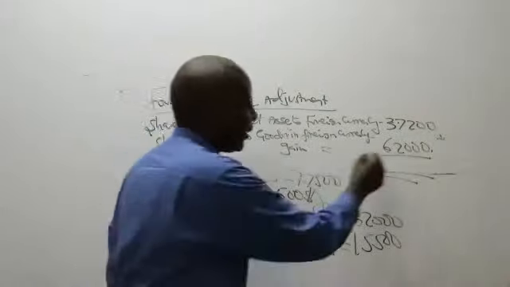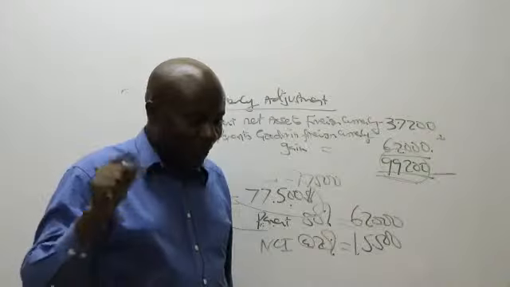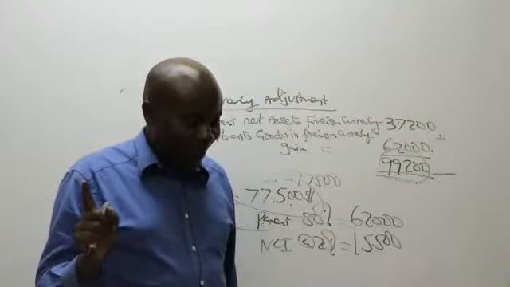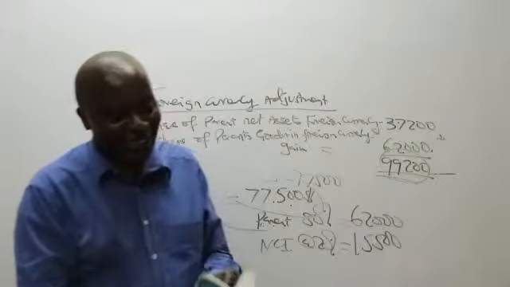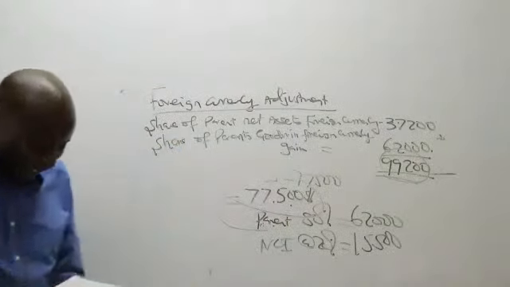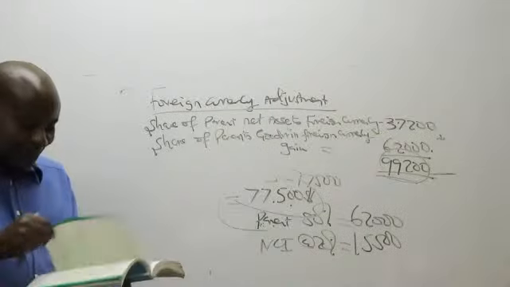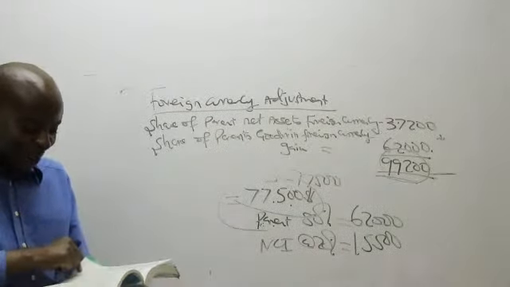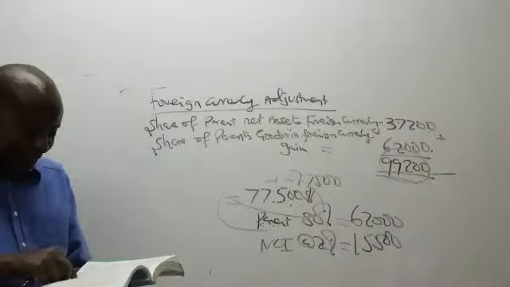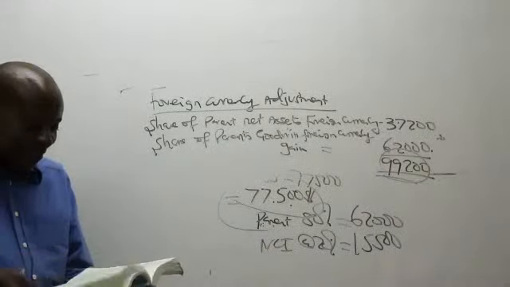99,200. So what I don't know is whether you have been able to fix that figure somewhere in your statement of financial position. And the foreign currency adjustment, have you been able to fix that figure somewhere? Wengi wameanza kuchanganyikiwa.